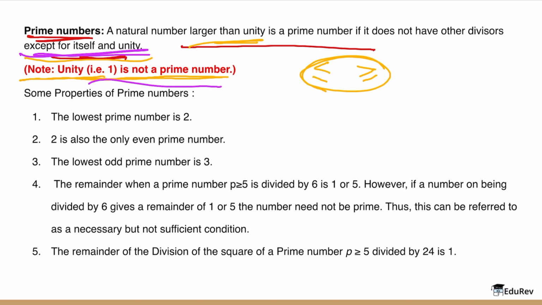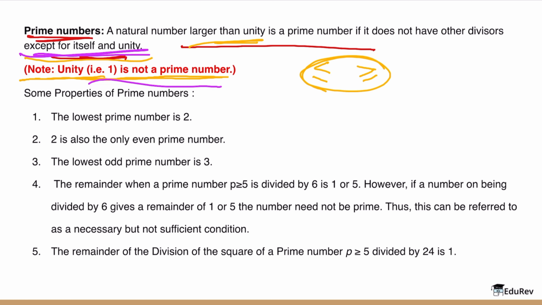Now let's study some of the properties of prime numbers. In this chapter you will see that the questions are easy, but if you know the properties of some things, like prime numbers, composite numbers, co-prime numbers, whole numbers, real numbers, if you know small properties which are very basic, then you can solve the questions very easily and very readily. So let's read what these properties are.